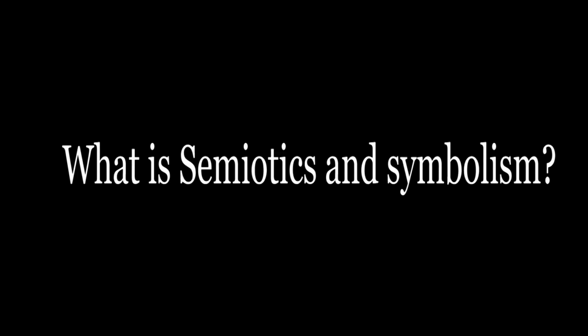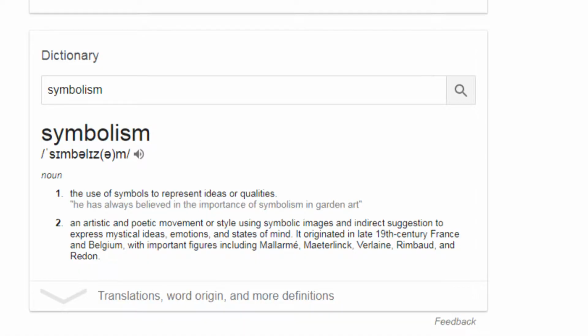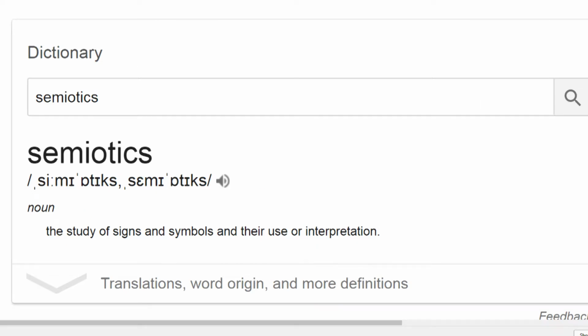Well, symbolism is the art of hiding meaning behind something apparently non-related. And semiotics is the study of signs and symbols, the relations between written or spoken signs and their reference in the physical world or the world of ideas.